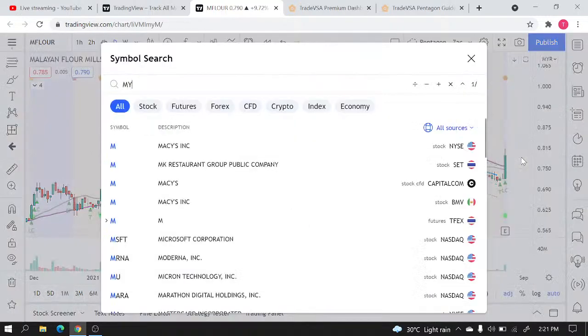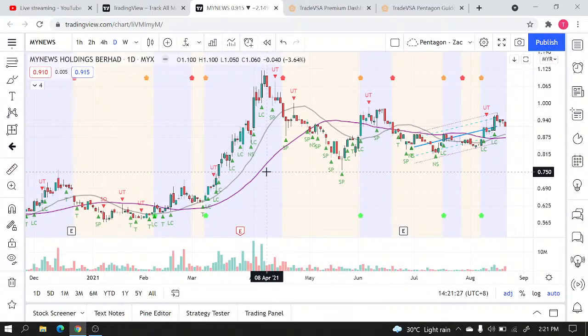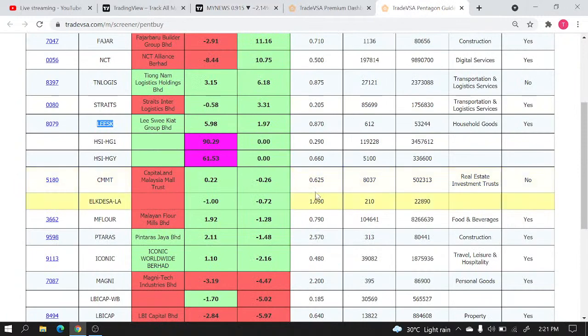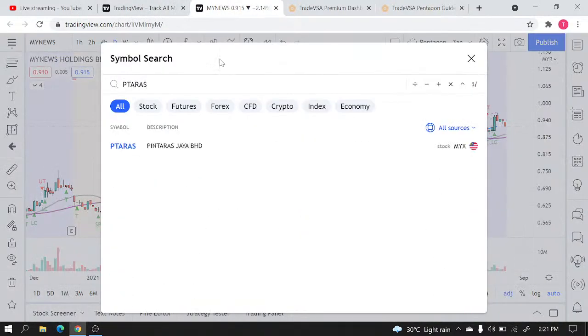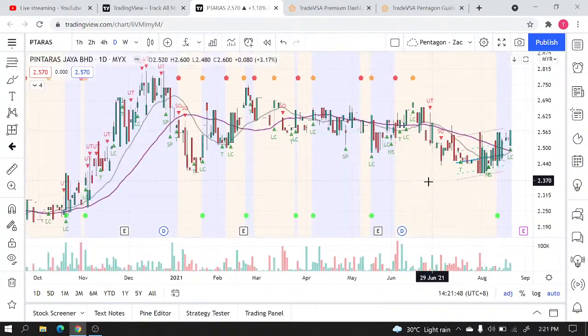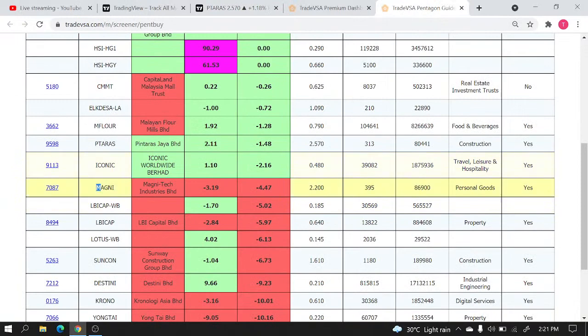I think there's one stock almost similar. I cannot really recall, is it my news? There's one stock that is a bit similar, and on Friday it actually retested with very low volume. Don't worry, we'll go through some other stocks later on. Okay, B Trans. This is a bit illiquid, so no. Iconic and Magni.